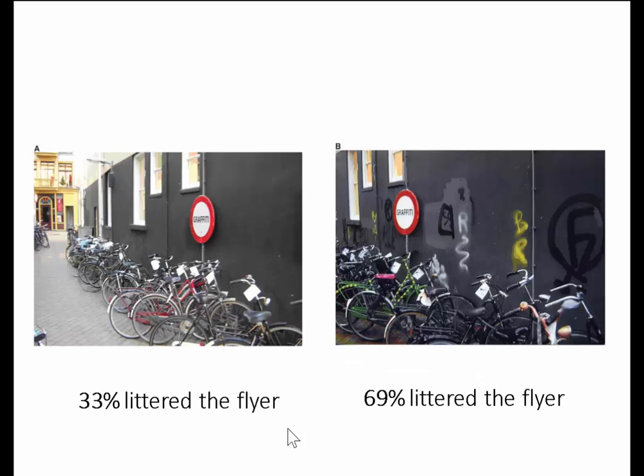Well, they found a huge difference. So in the order condition, where there was no graffiti on the wall, 33% of the people threw down the flyer on the floor.